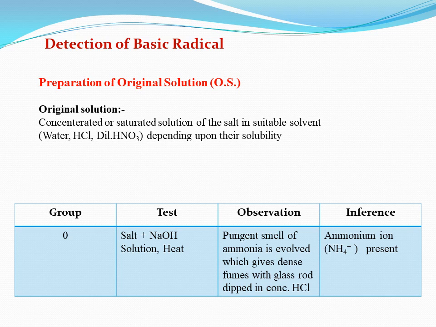Take salt mixture and add sodium hydroxide solution and heat it strongly. After heating, a pungent smell of ammonia gas is evolved, which gives dense fumes with a glass rod dipped in concentrated HCl. So from this observation, we say that one of the basic radicals in the given mixture is ammonium ion.